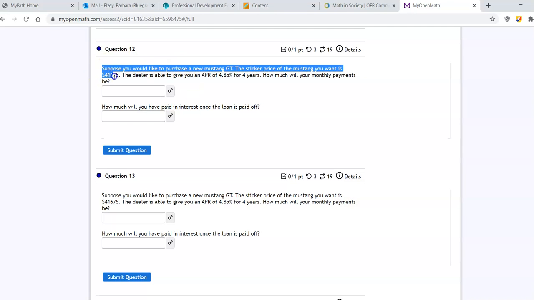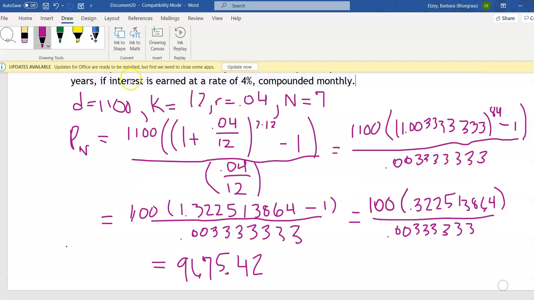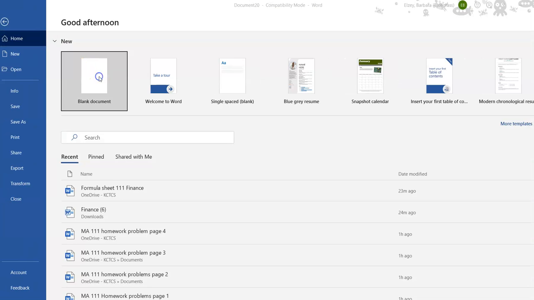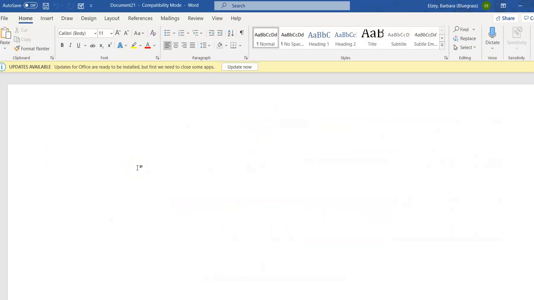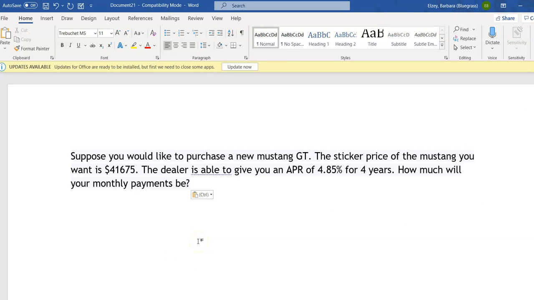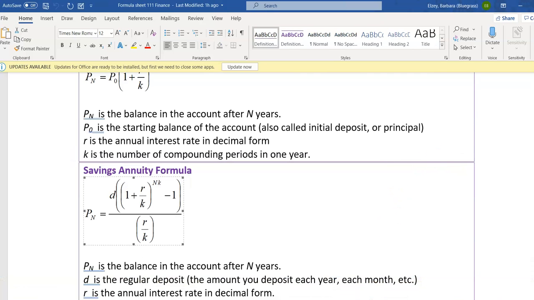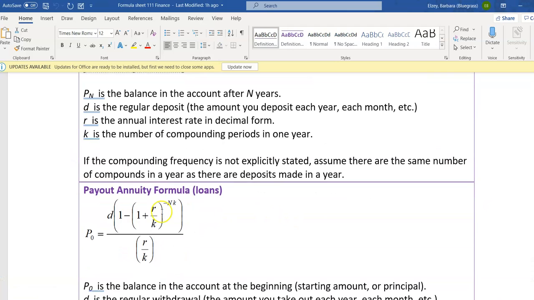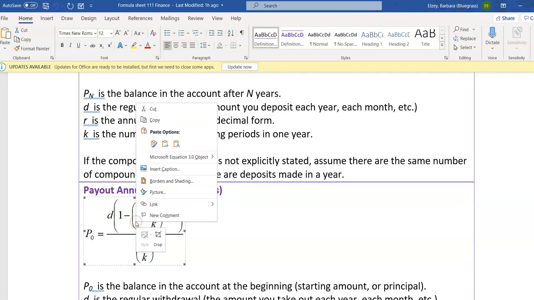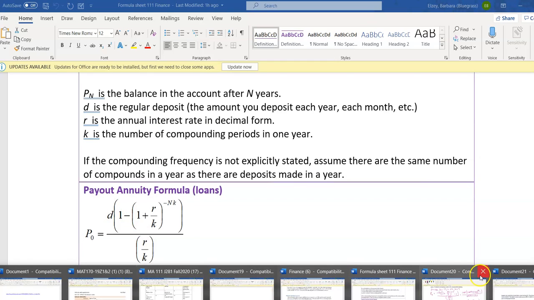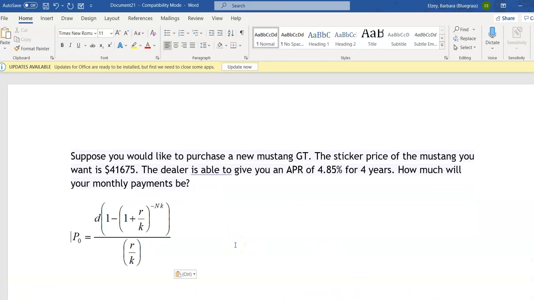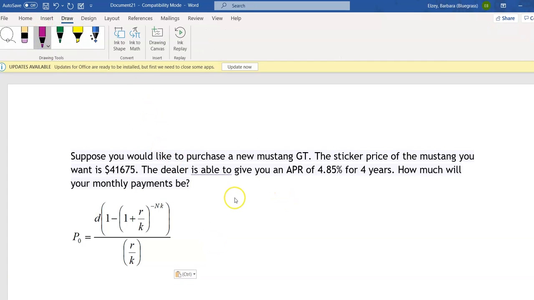So let me copy this part first. Since it is a loan, we're going to use our payout annuity formula. All right, but let me go grab the loan formula from our formula sheet. There it is. Okay, so let's identify everything that we've got. We don't know the amount of the payments, and that's our D. That's what we're going to be solving for.